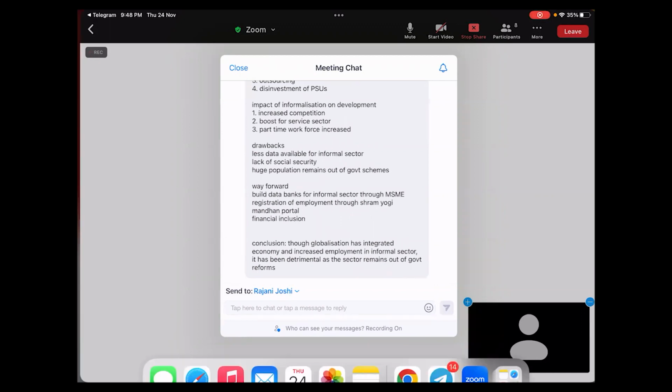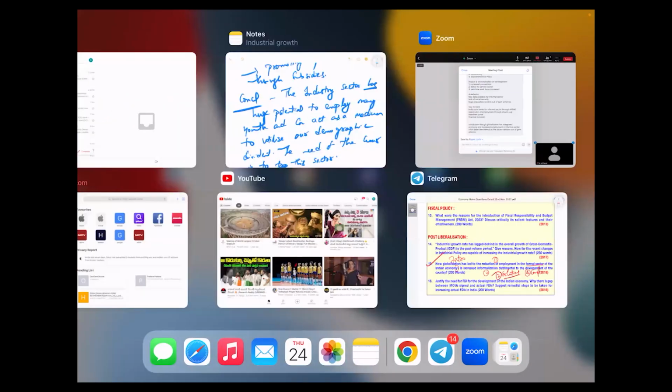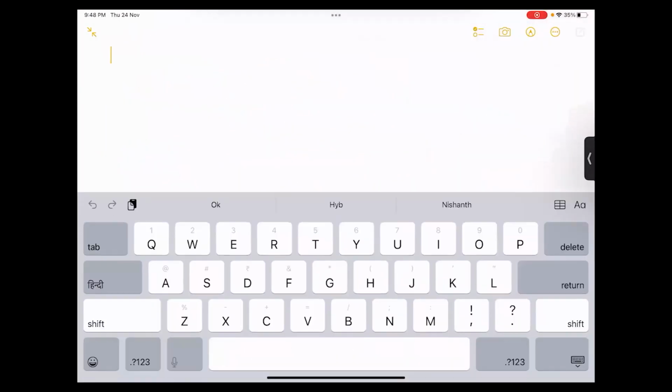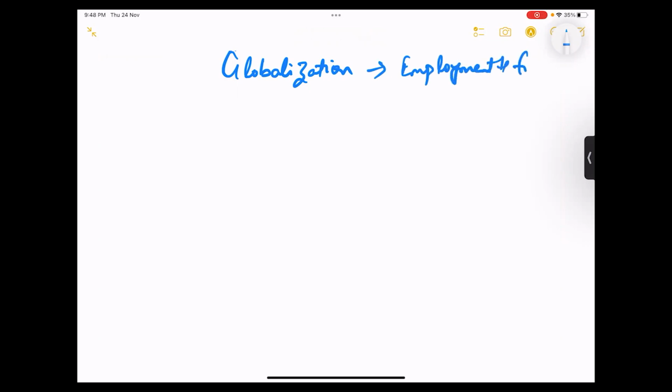Good points, Rajni. So the question goes like this. They are saying globalization, how it has reduced employment. Employment got reduced in the formal sector or in the formal way. And then it has increased informalization. And what is the impact?